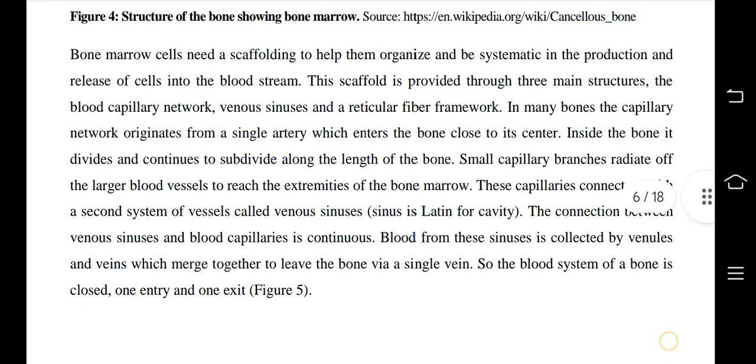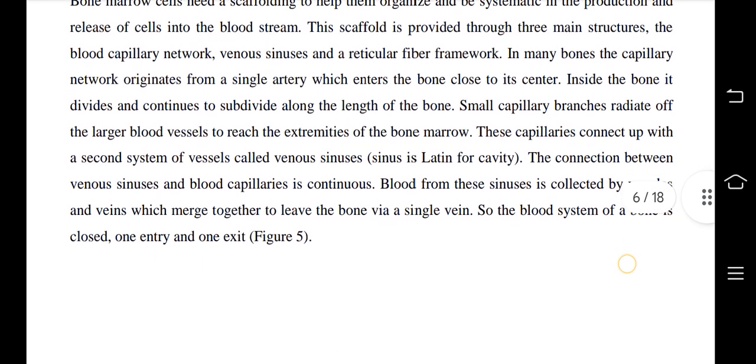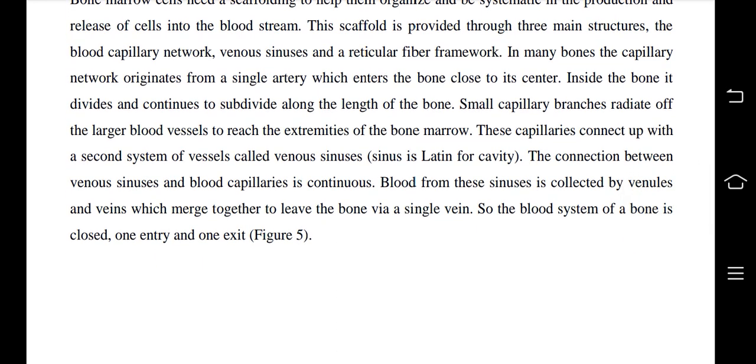These capillaries connect up with a second system of vessels called the venous sinus. Sinus is Latin for cavity. The connection between venous sinus and blood capillaries is continuous.